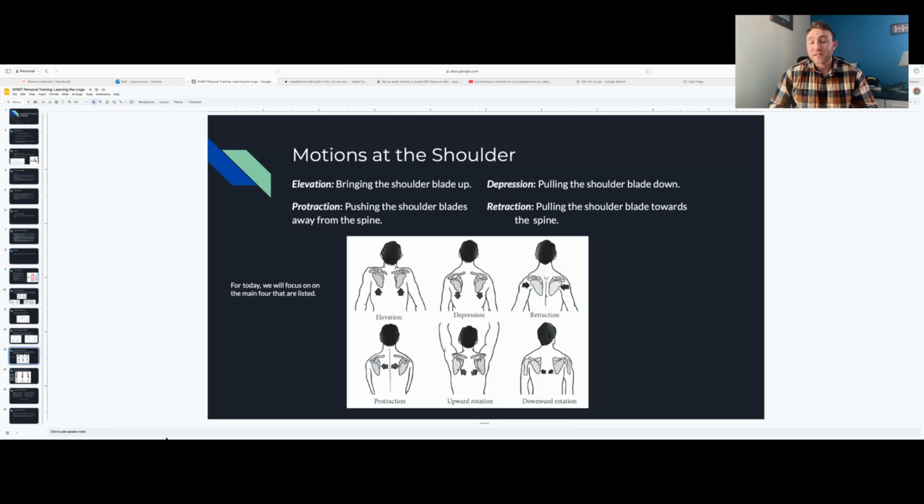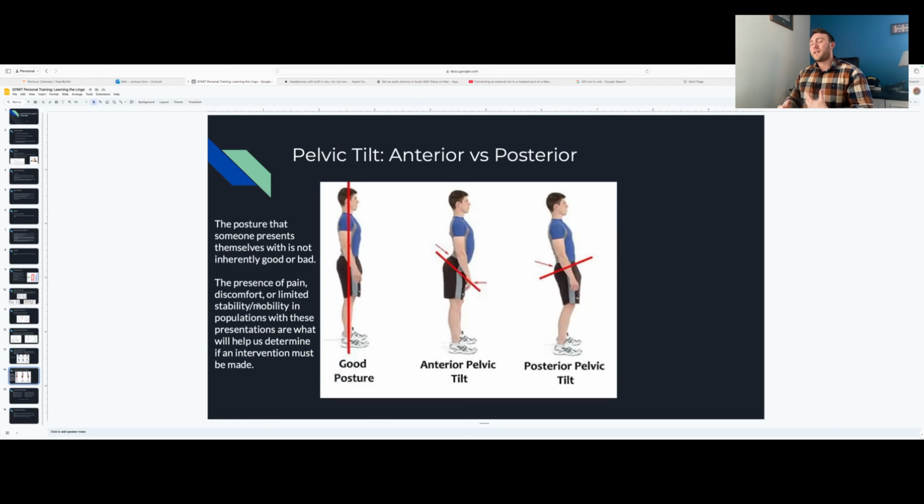And there is an aspect of, we talked about anteriorly and posteriorly tilting the scapula, but I don't want to get too much into that today. I just want to learn the basics of what is going on at the shoulder so you understand those things. Now, something that I do want to get into real fast is the pelvic tilt aspect, right?